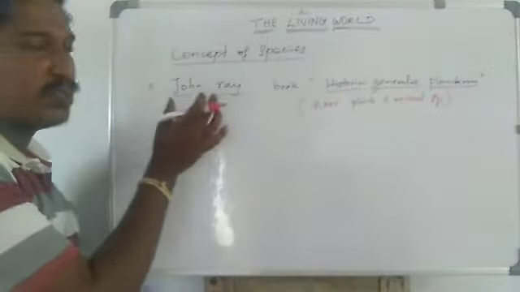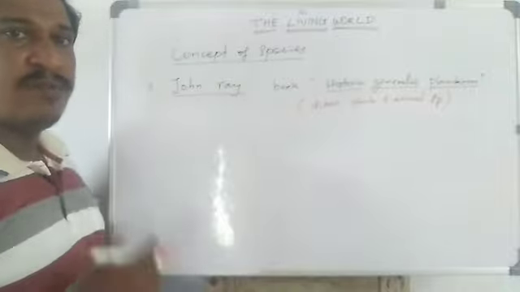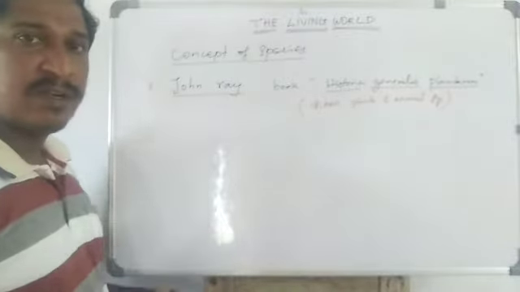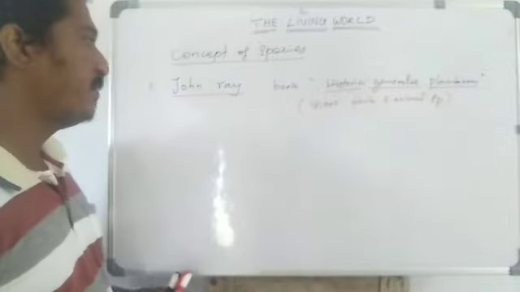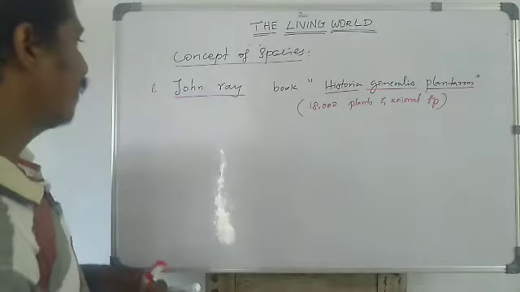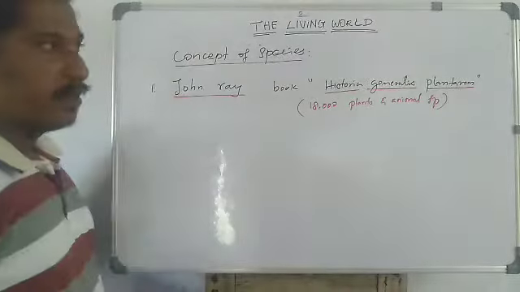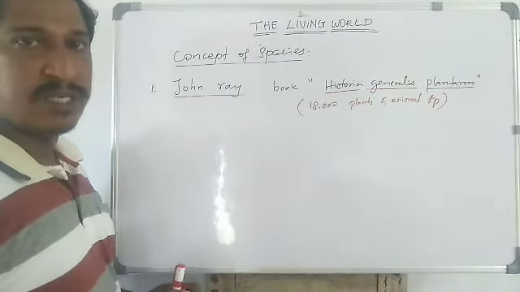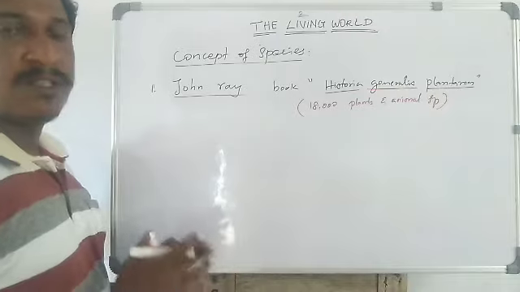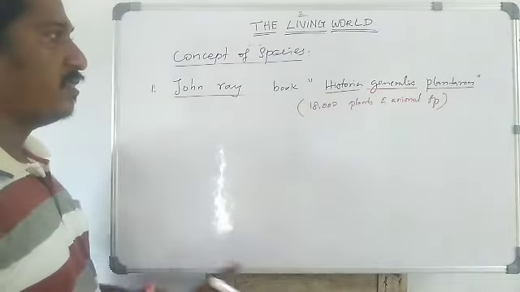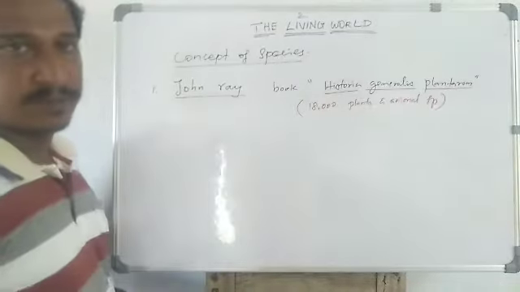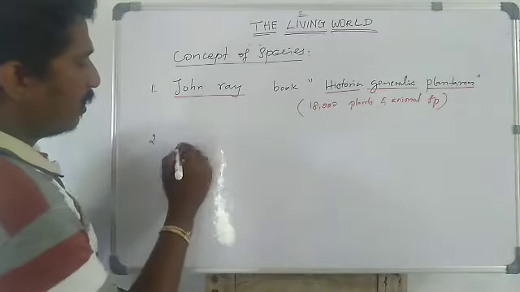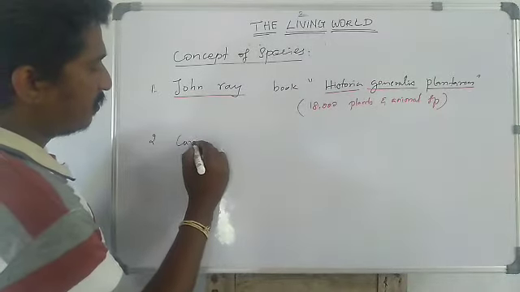Who first used the term? John Ray. And we know that one of the scientists, Mayr, discovered the biological concept of species. According to John Ray, organisms having a common, similar morphology are considered a species.